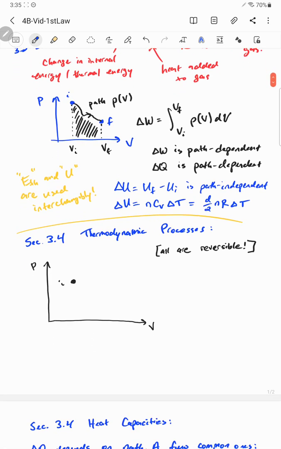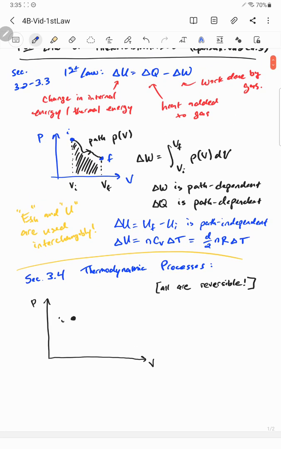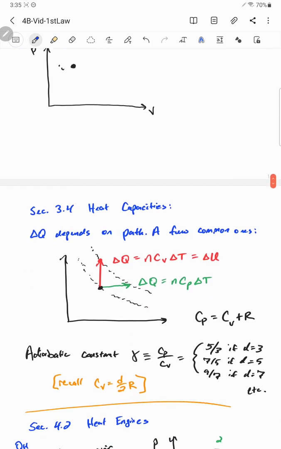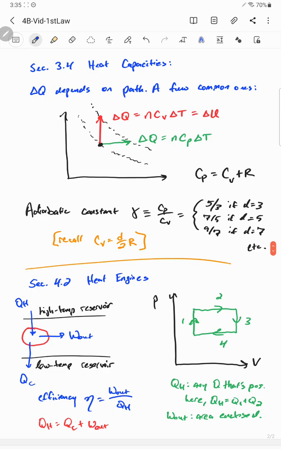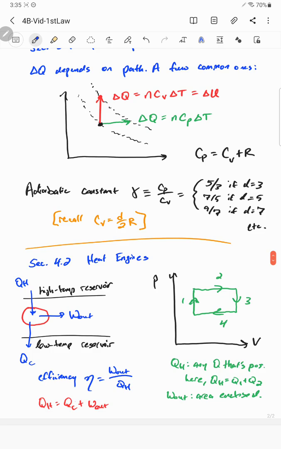Then we'll talk about thermodynamic processes, some common ones. I haven't drawn them in here yet. We'll do that together. And then we'll talk about heat capacities in a little bit more detail. And then we'll talk about heat engines for the last part.